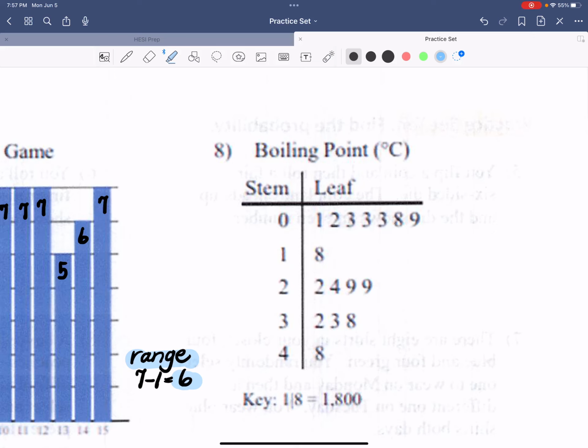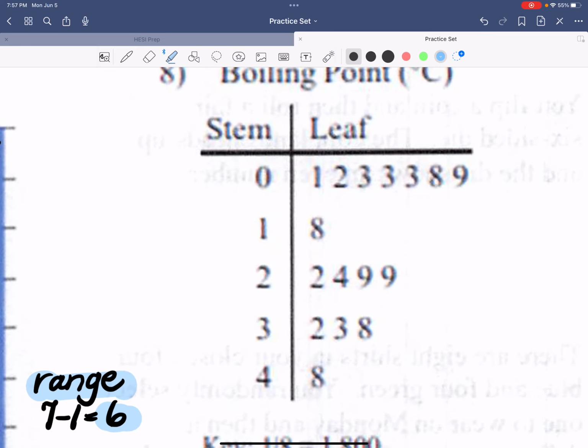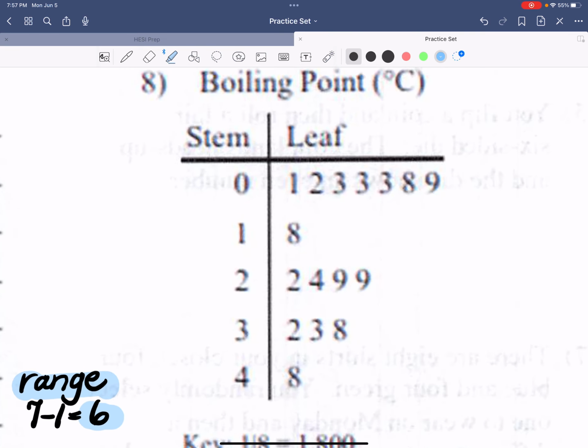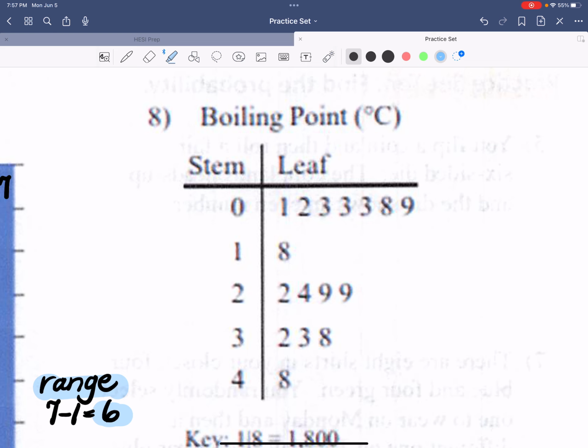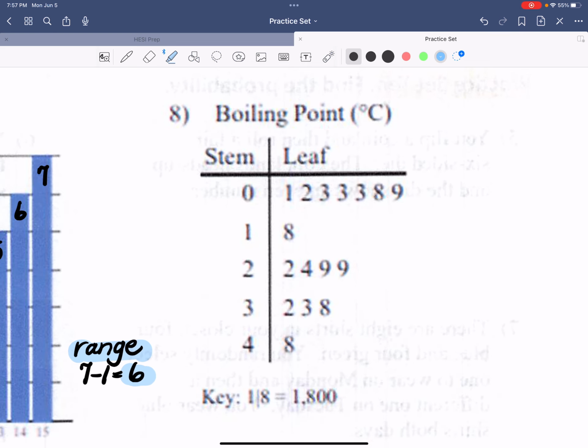Number 8. This is a very confusing looking graph if you've never seen it before. So let's take a look. This is called a stem and leaf plot. So we're looking at the boiling points of some substances that we don't really know, but that's okay.